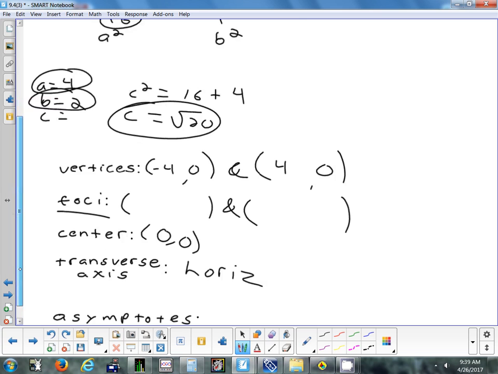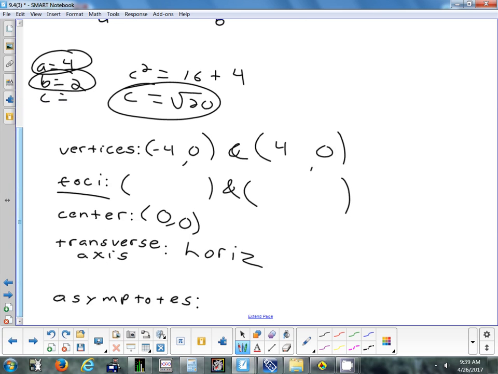Okay, what about the foci? What letter will help me find the foci? c. How many units away from the center are the foci? Not 20. Square root of 20. So the foci are c units away from the center. This one's going to look a little messy, but it's square root 20, 0, negative square root 20, 0.